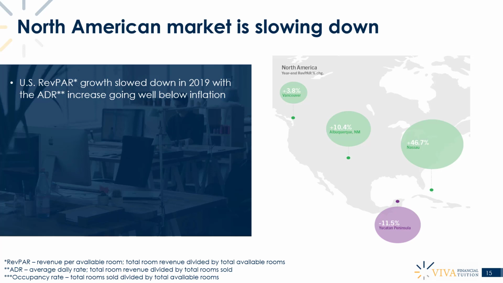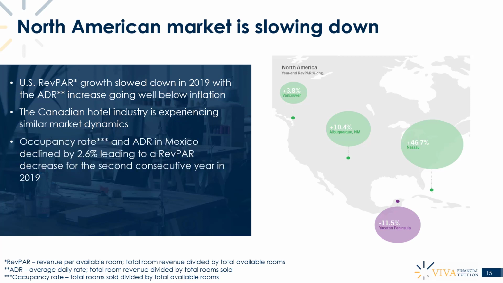So you can see US RevPAR growth slowed in 2019 with the ADR increase going well below inflation. So this is a very mature market in North America, and of course you would expect in more mature markets to see lower growth projections, lower growth rates. The Canadian hotel industry is experiencing similar market dynamics to the United States. The occupancy rate and ADR in Mexico declined by 2.6%, leading to a RevPAR decrease for the second consecutive year in 2019. So in Central America as well, things looking a little bit shaky.